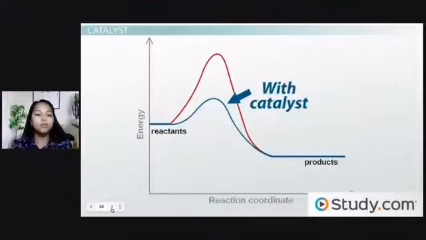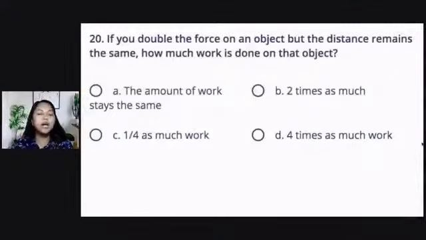Okay, so letter A. Number 20, if you double the force on an object but the distance remains the same, how much work is done on that object? Letter A, the amount of work stays the same. Letter B, 2 times as much. Letter C, 1/4 as much work. Or letter D, 4 times as much work.